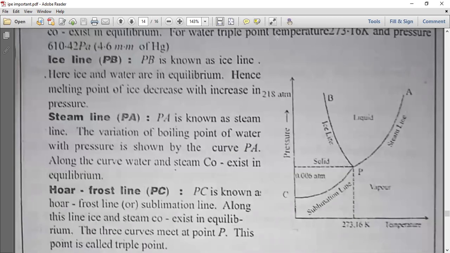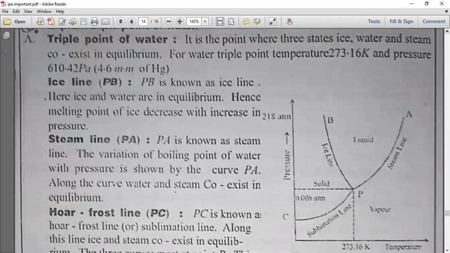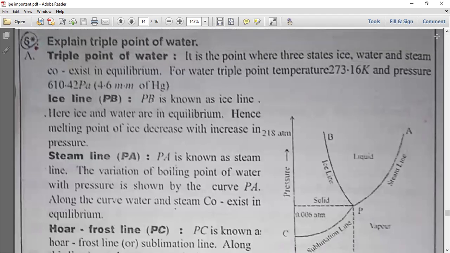Next is this one, that is triple point of water. See, for this also you can go through the classwork if you want. Already I have given it very clearly. You can read once from the classwork after this. So triple point of water is what? It is the point where 3 states of water, that is ice, water and steam, coexist in equilibrium. That is called triple point. And for water, triple point temperature is 273.16 K and pressure is 4.6 mm of Hg.